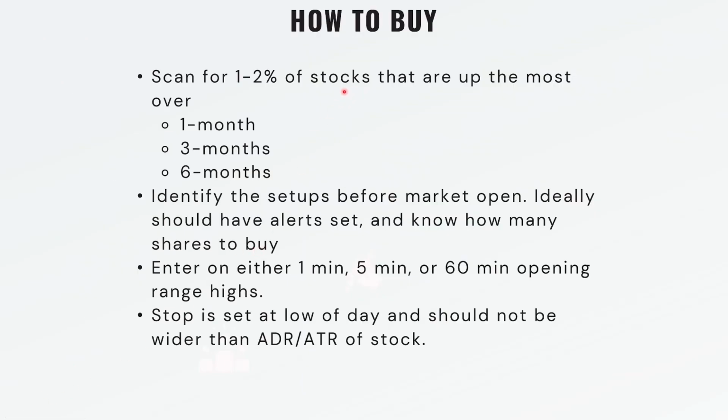So how to buy. First of all, to find these stocks, we want to scan for the top 1 to 2% of stocks that are up the most over a 1 month period, a 3-month period, and a 6-month period. So these are basically the best of the best. We want to identify these setups before market open. Ideally, we should have alerts set so that we get notified whenever it breaks out. And you should also know how many shares you want to buy. So we want to enter on either 1 minute, 5 minute, or 60-minute opening range highs, also known as opening range breakouts.